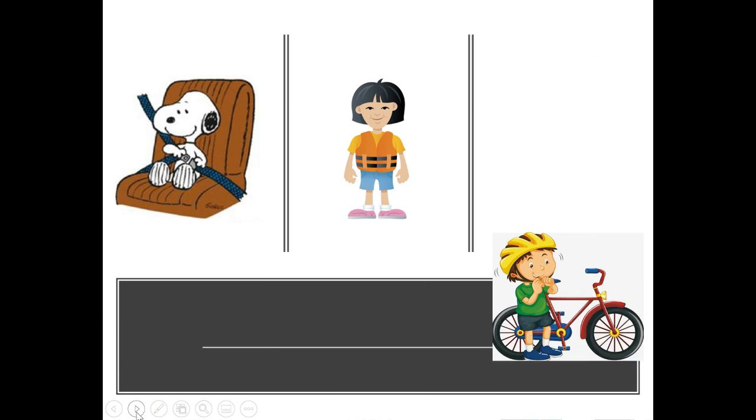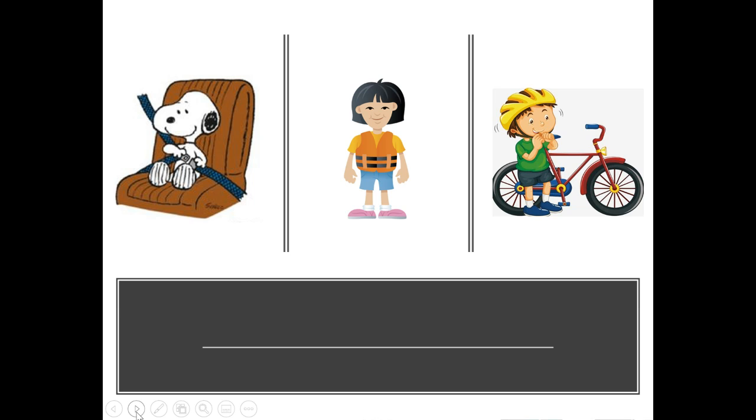Number two, what do you notice or see? I notice or I see. Well, in the first picture, I notice Snoopy is wearing something to keep him safe in the car, a seat belt. In the second picture, I notice a girl wearing a life jacket that keeps you safe in the water. And in the third picture, I notice a boy putting on their bike helmet that keeps you safe when you are riding a bike. So, how are these pictures the same or similar?